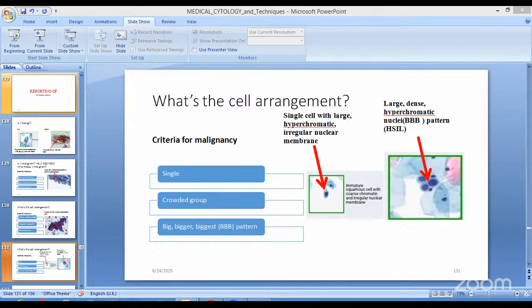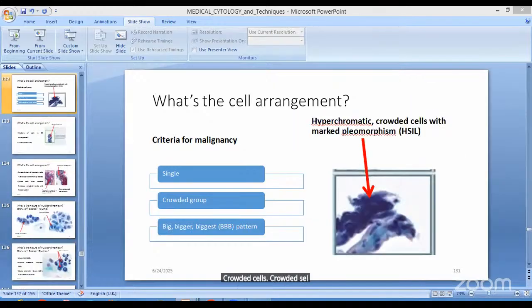More on cellular arrangements. Cells can be in a crowded arrangement, like this slide I'm projecting. Crowded cells: deep dark, hyperchromatic, with different sizes, extreme sizes, and different shapes. It's HSIL, a high-grade squamous intraepithelial lesion.